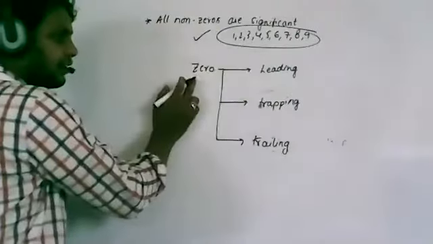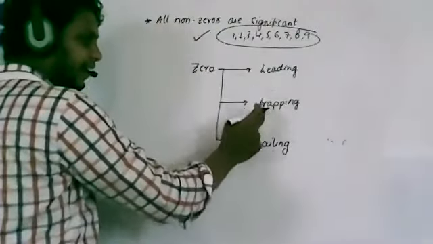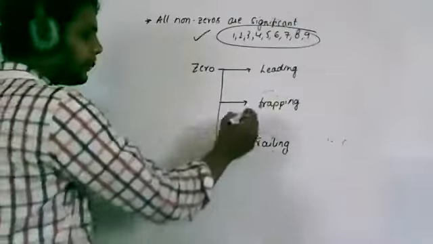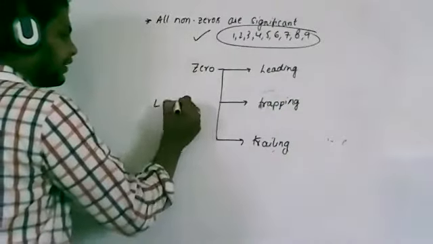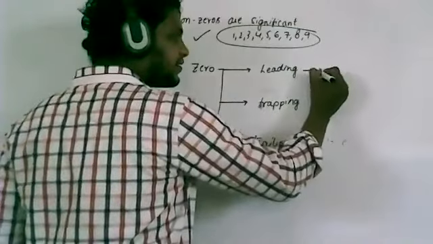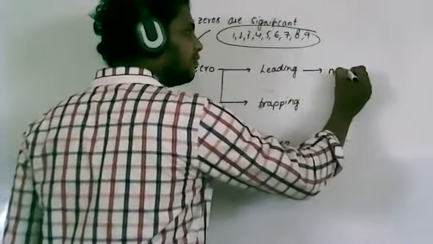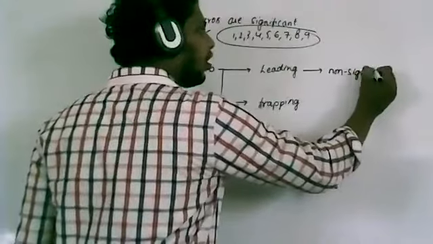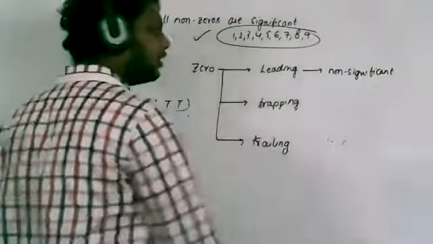Now next, if you take 0, remember leading, trailing, trapping. Clear? Leading, trapping, trailing. You can remember like LTT. So all leading zeros are non-significant. Blindly remember, all leading zeros are non-significant.